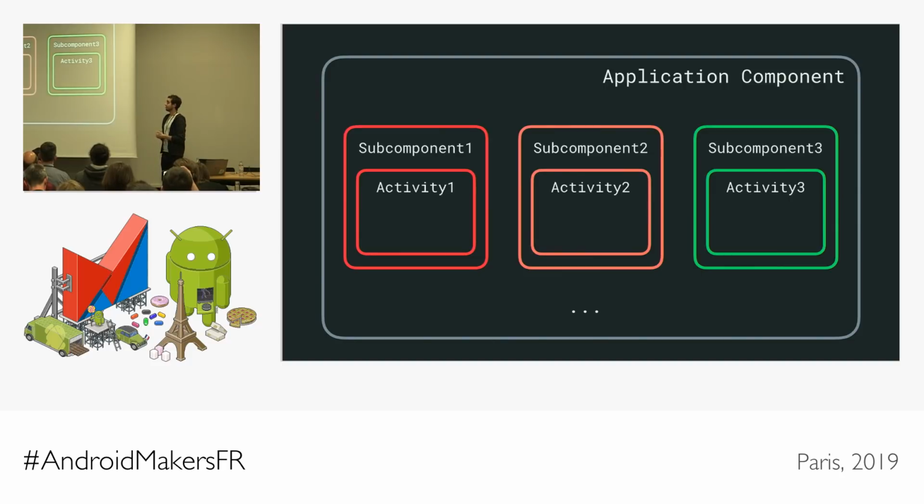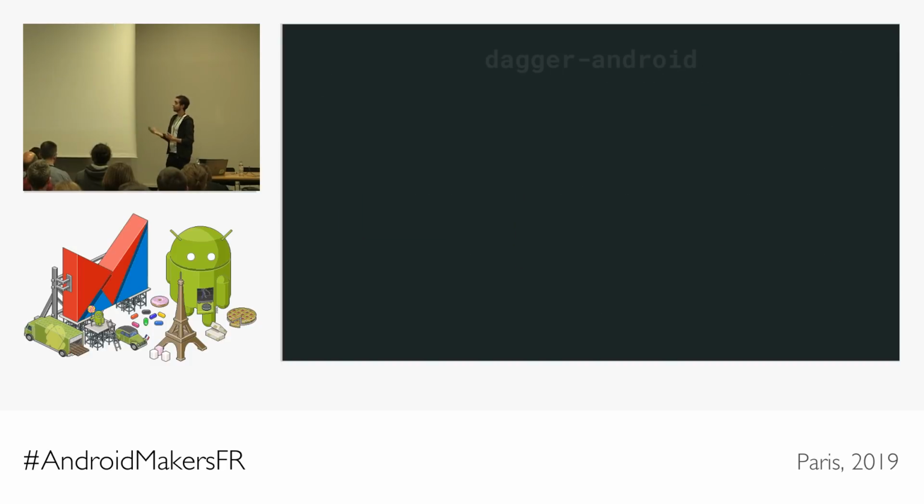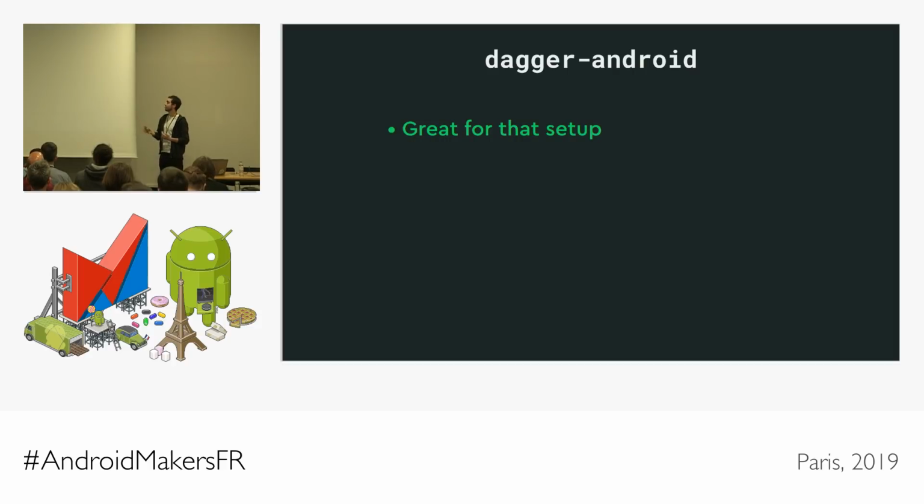The thing is, this also has a price. Things start getting a lot more verbose here. All of a sudden, if I want to create a new activity, I have to create a subcomponent, create a module, maybe a couple modules, wire them up with the application component, and write the code to create the subcomponent inside the activity. So that's probably the point where Dagger starts feeling like that's too much, you know. And one thing that helps us in this kind of setup is Dagger Android. So let's take some time and talk about it. First thing is that, yes, it's great for that setup.